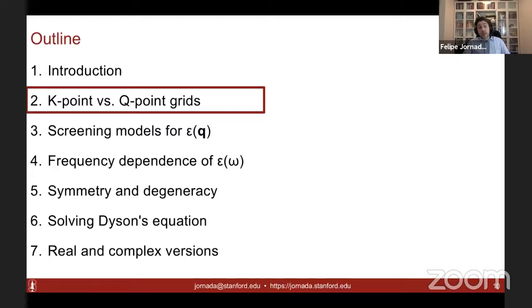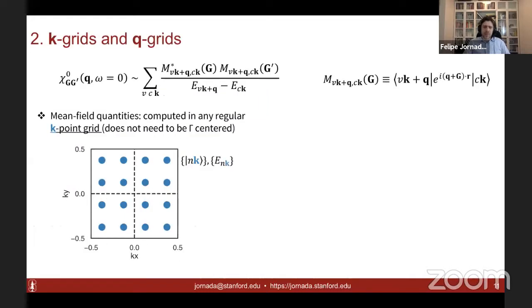The second issue I want to stress is that of K-point versus Q-point sampling. And if you look at the expression for the polarizability, you see that it involves some matrix element divided by an energy difference. And this matrix element involves basically a conduction band at state K and a valence band at state K plus Q.